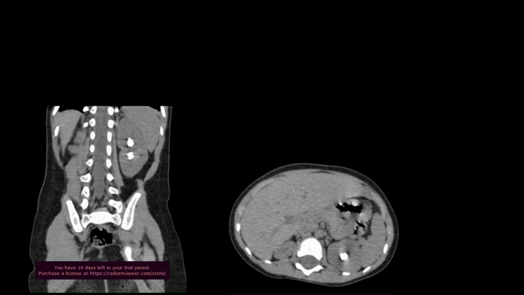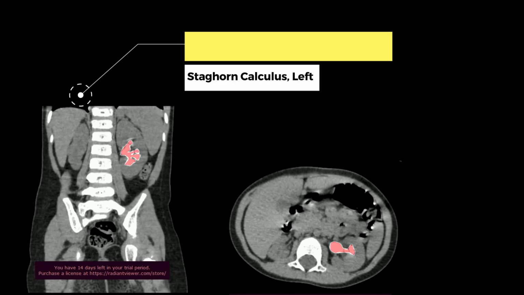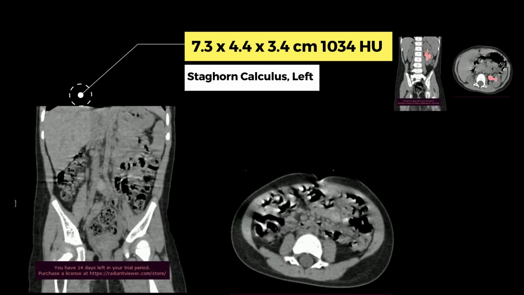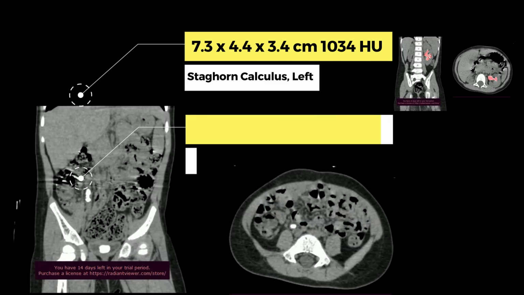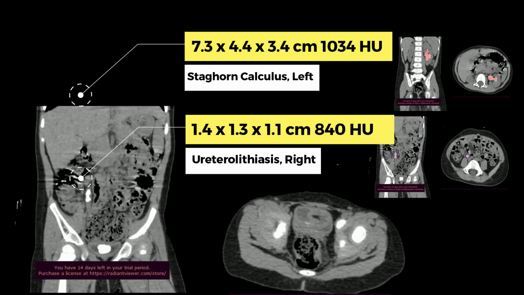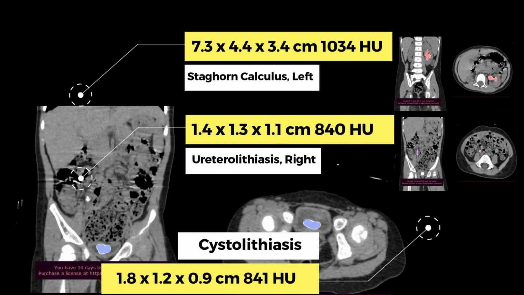A computed tomography scan revealed a Staghorn calculus on the left side, measuring 7.3 by 4.4 by 3.4 centimeters with a Hounsfield unit of 1034. Additionally, there was ureterolithiasis on the right measuring 1.4 by 1.3 by 1.1 centimeters with a Hounsfield unit of 840. And cystolithiasis, which measured 1.8 by 1.2 by 0.9 centimeters with 841 Hounsfield unit.